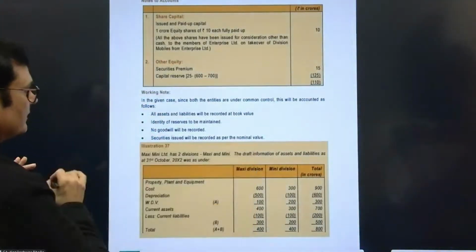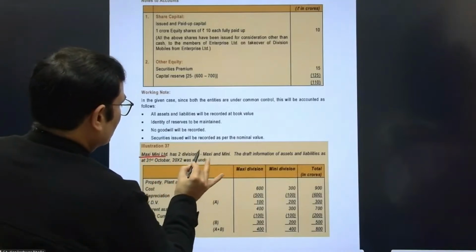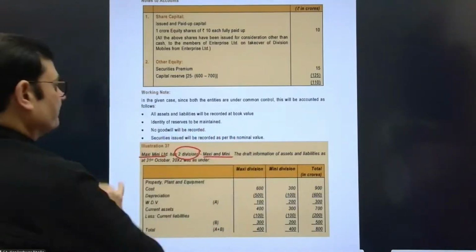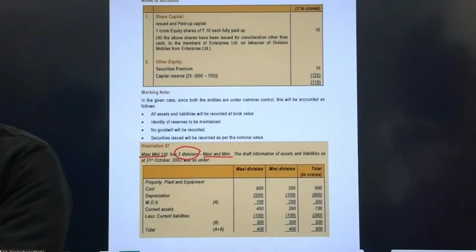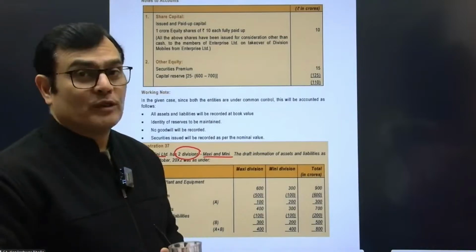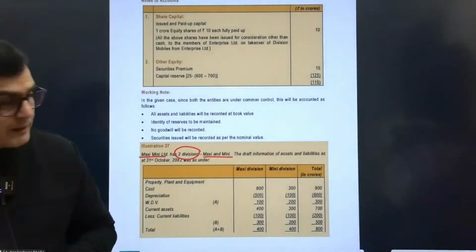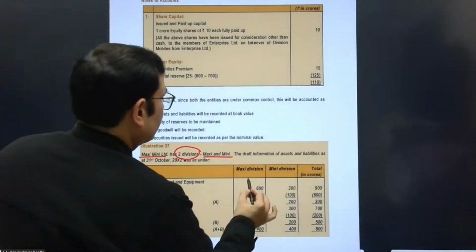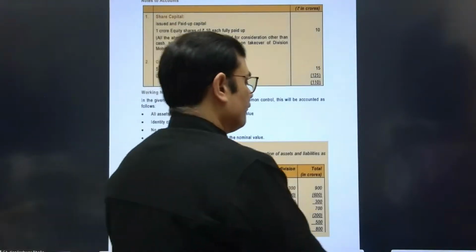So let me read what the inputs are in 37. It says Maxi Mini has got two divisions, Maxi and Mini. So we are given the breakup of these divisions as well. Though we don't need the breakup in the balance sheet, it's given so that we will be able to do the common control accounting at book values. So we're given the breakup of the assets and liabilities of the Maxi and the Mini division, and the total of the company is given.